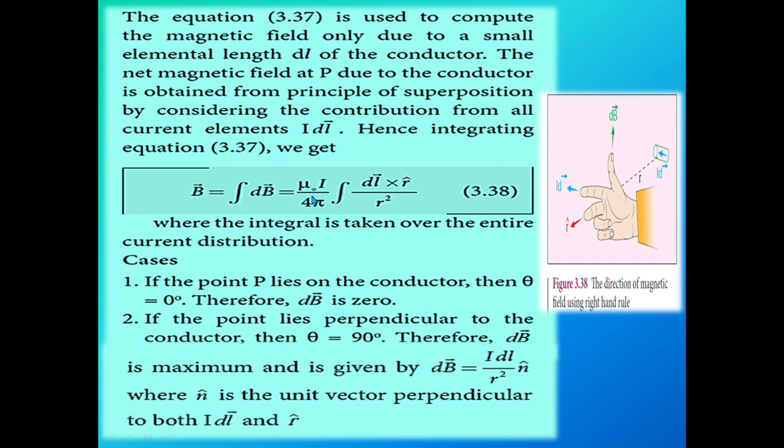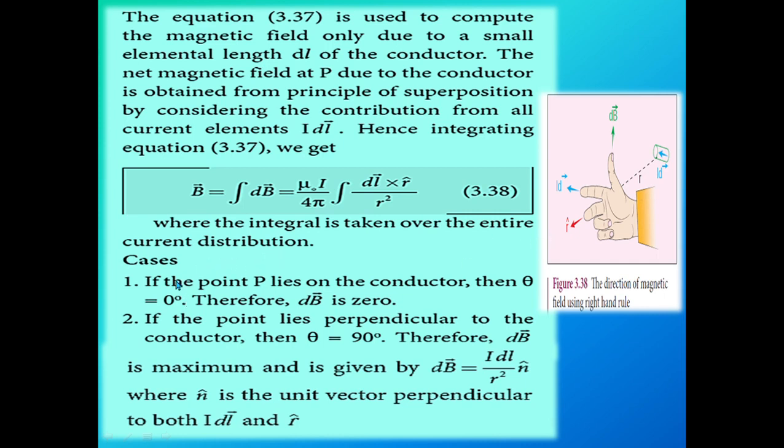We cannot integrate this constant term according to the integration rule. That is why we remove this constant value from the integration symbol: mu naught I divided by 4 pi, then the integration of dl vector cross r cap divided by r square, where the integral is taken over the entire current distribution.